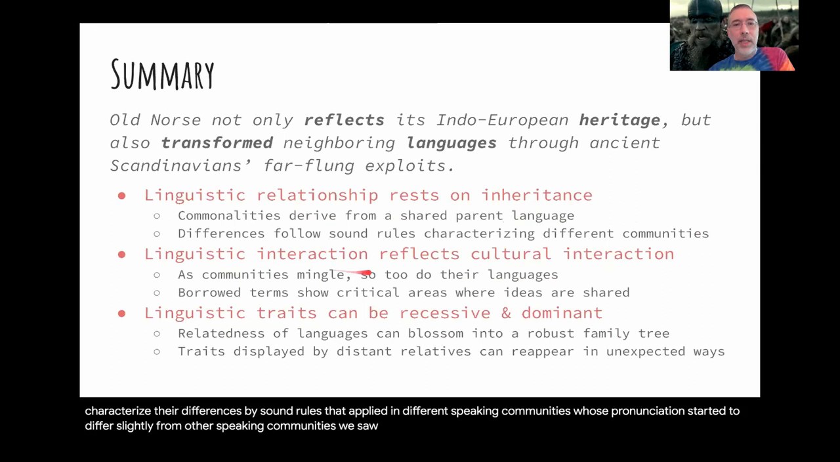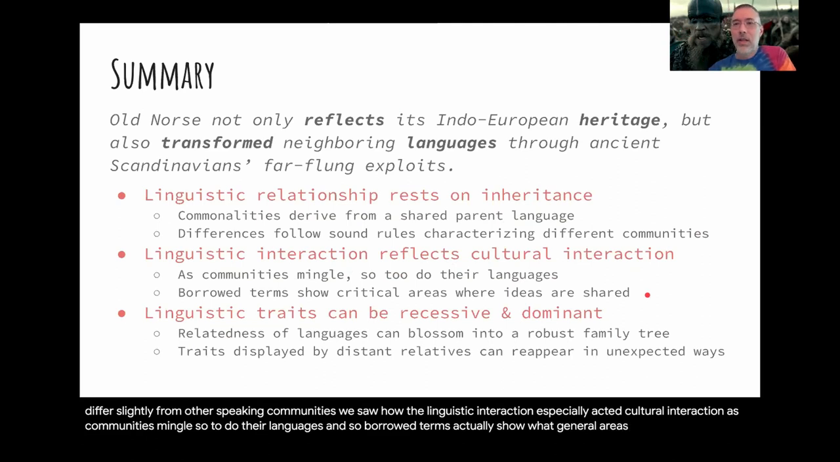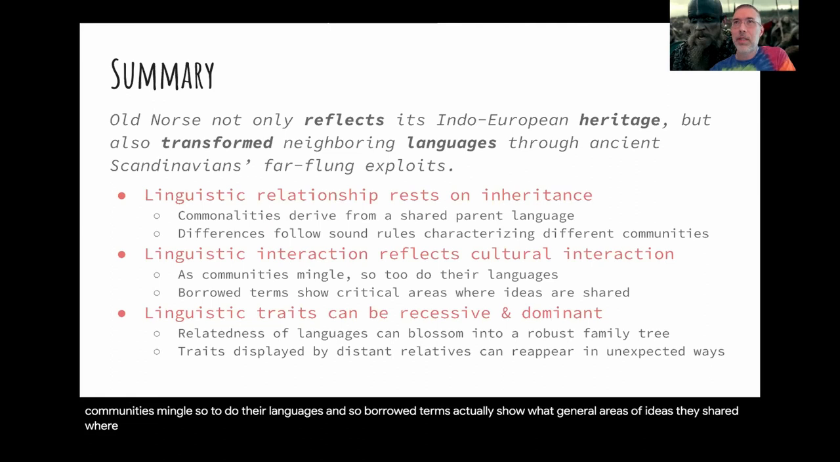We saw how the linguistic interaction, especially of Old Norse with neighboring cultures, reflected cultural interaction. As communities mingle, so too do their languages. And so borrowed terms actually show what general areas of ideas they shared, where different items, either commercial items or different ideas, went from one culture to another.